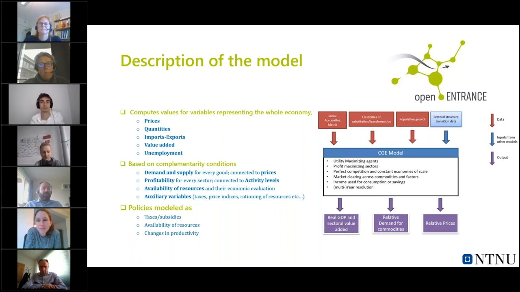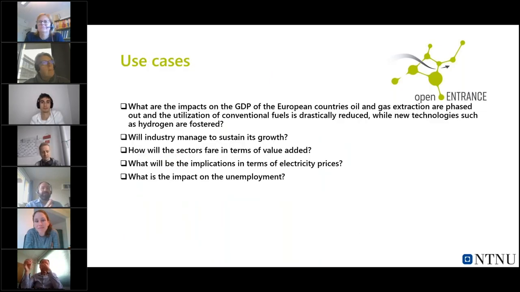And it's based on availability of resources, and their economic evaluation, which means that we will have a given amount of labor force, a given amount of capital, but also a given amount of different resources, like, for example, oil, gas, minerals. CO2 budget is another resource that can be reduced, and therefore we will have a higher price for the CO2 emissions. Normally policies are modeled by taxes or subsidies, by changing the availability of resources, or by changes in productivity.